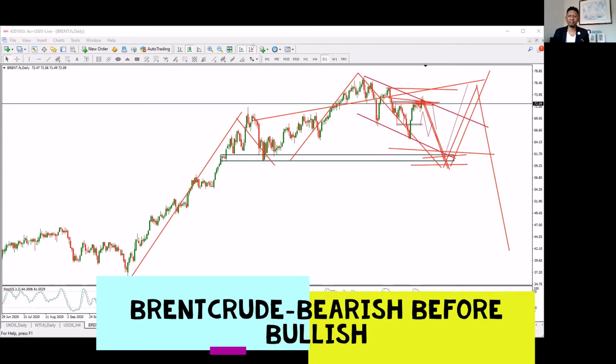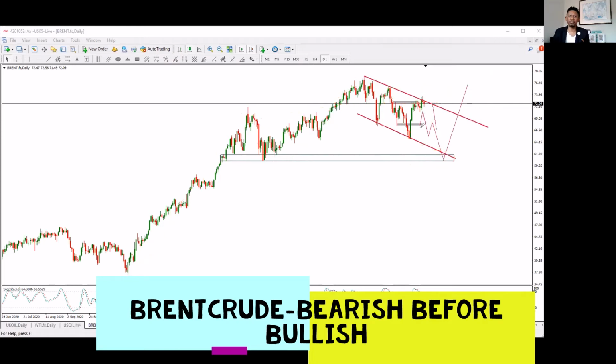How does it look properly? Let's do it again. Just look at it. Even if I remove this, we are trading a bullish 3 drive. Okay, we are trading a bullish 3 drive, right? Like how I like it. There's our 3 drive, right?